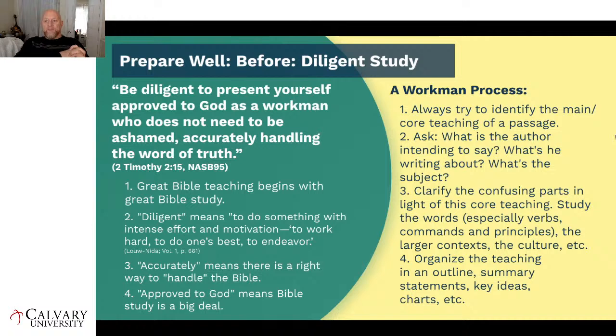And you may word that however you think will communicate best to your audience. But if the author of Scripture is camping on four ideas, he wants to communicate four ideas, then those are the four ideas you want to communicate as well. And so your teaching outline would then reflect those four key ideas. Make sense? So this is kind of just a brief introduction to a workman process.